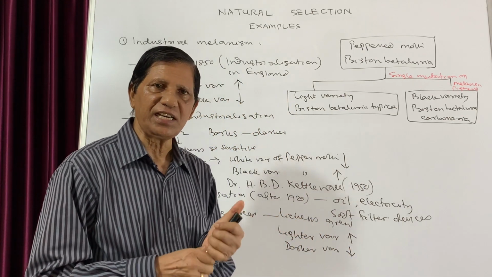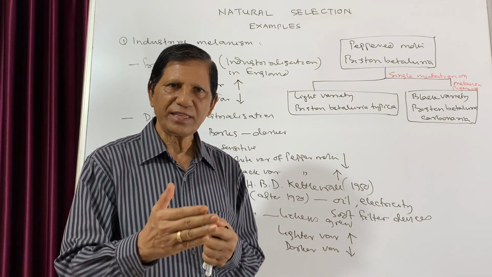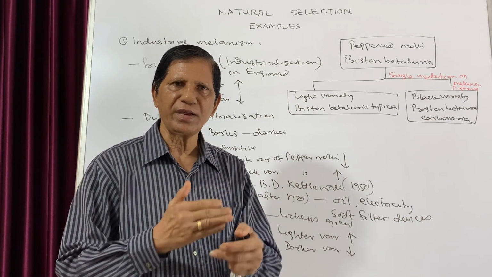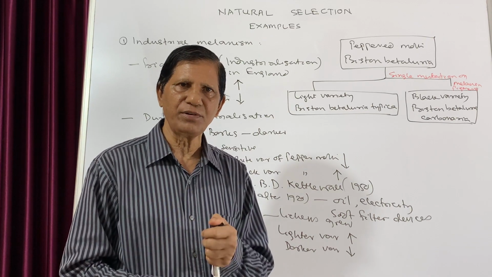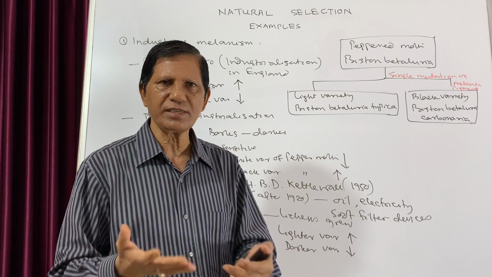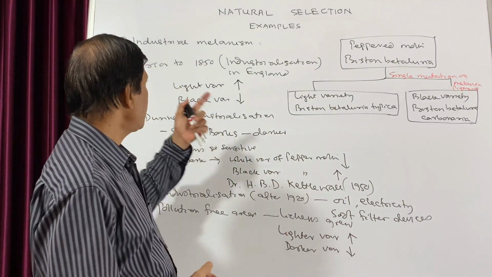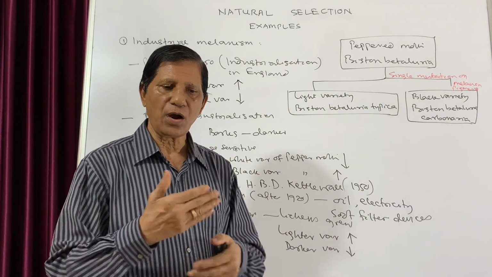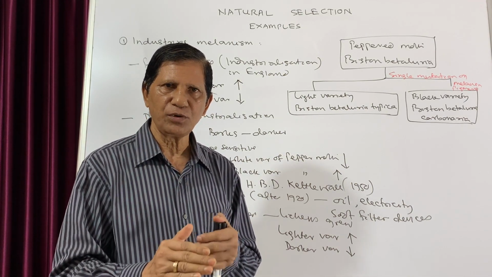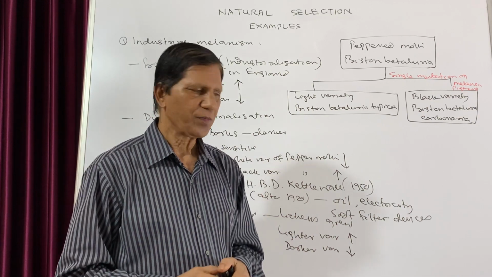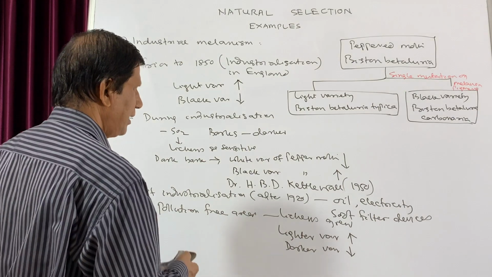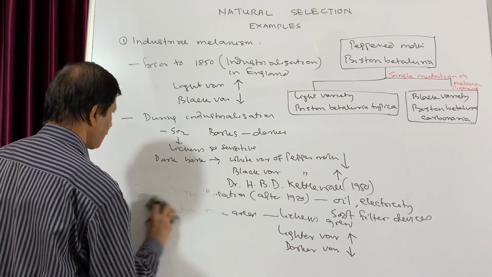This clearly demonstrates that with the change in the environment, the different varieties adjust themselves to the environment. This is known as natural selection. This is one of the best examples, industrial melanism, of how with the change of the environment, organisms adapt themselves to the changed environment. Now let us take a second example, that is pesticide resistance.